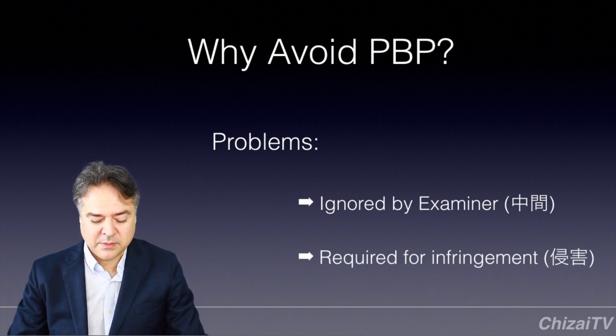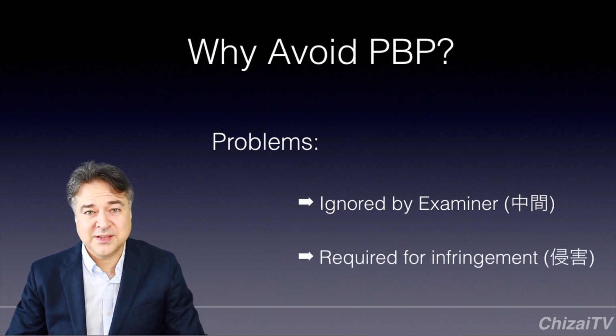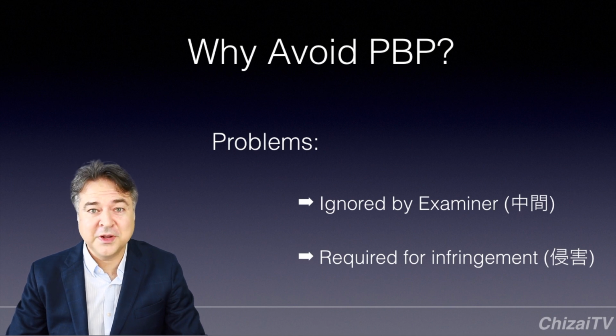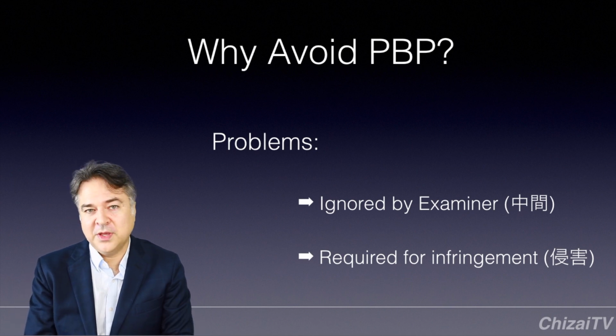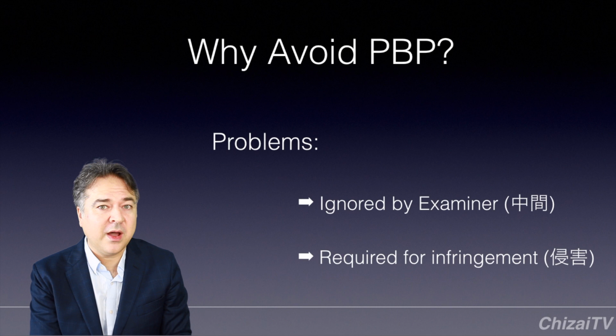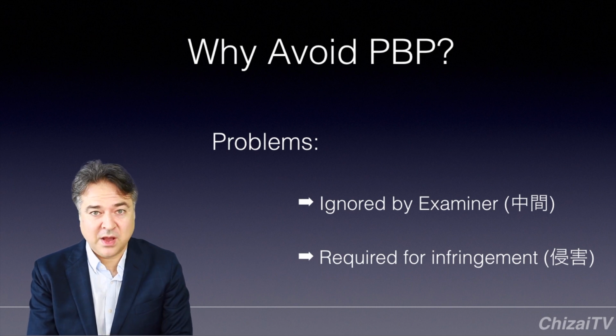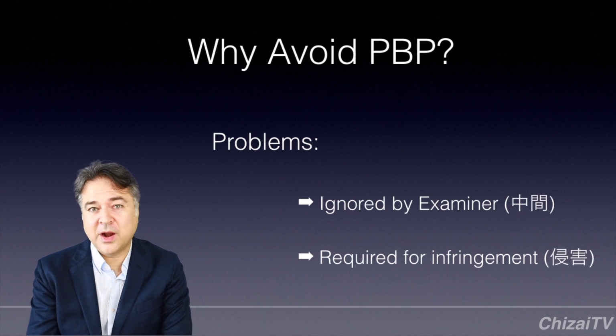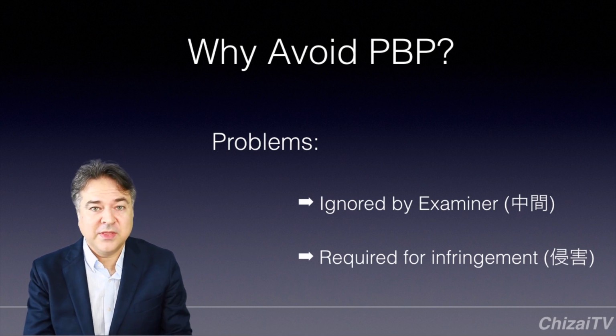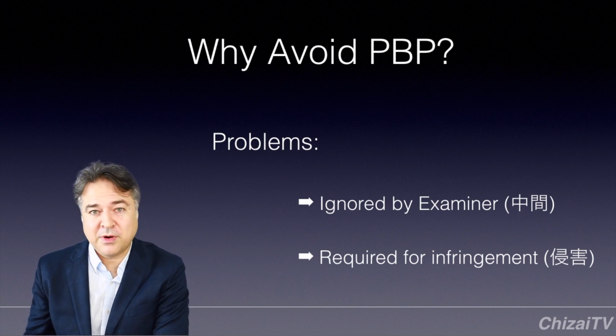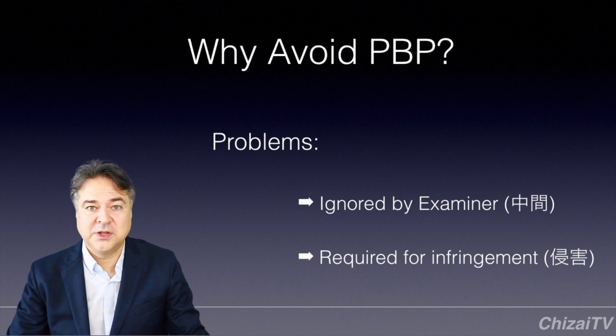And the second problem is that the process steps are required to infringe the claim. So, for example, if your competitor makes your product, your patented product, and you patented the product by a product by process claim, and they make the product by a different process, they won't infringe your claim. So those are the two main problems.